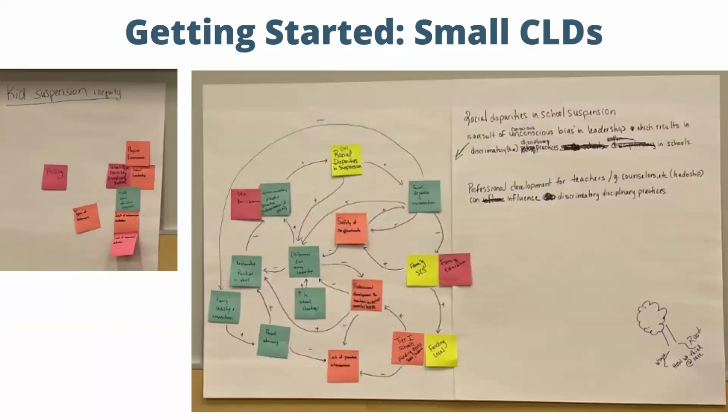So on this left photo here, you can see they were brainstorming what factors are influencing kid suspension and equity. And then they put this together into a small causal loop diagram of how these factors are interacting together to influence kid suspension activity. What are the interactions between these factors?